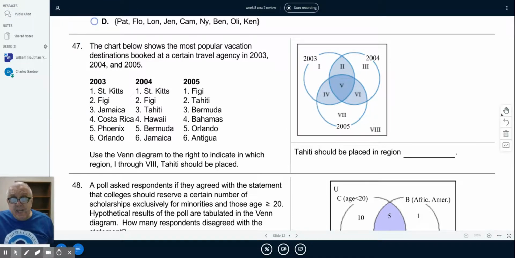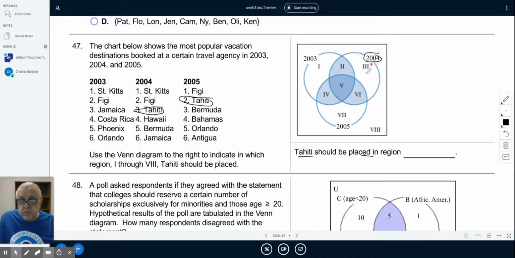All right, 47. The chart below shows the most popular vacation destinations. Let me get my pen. It says Tahiti should be placed in what region? Which are these regions? Let's look at Tahiti. Where is it over here? There's Tahiti. It's in 2005 and it's in 2004. So Tahiti's in 2004 and 2005.